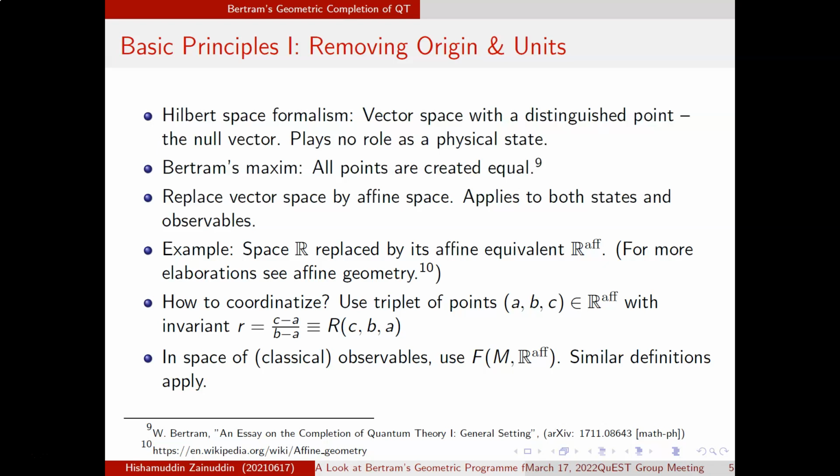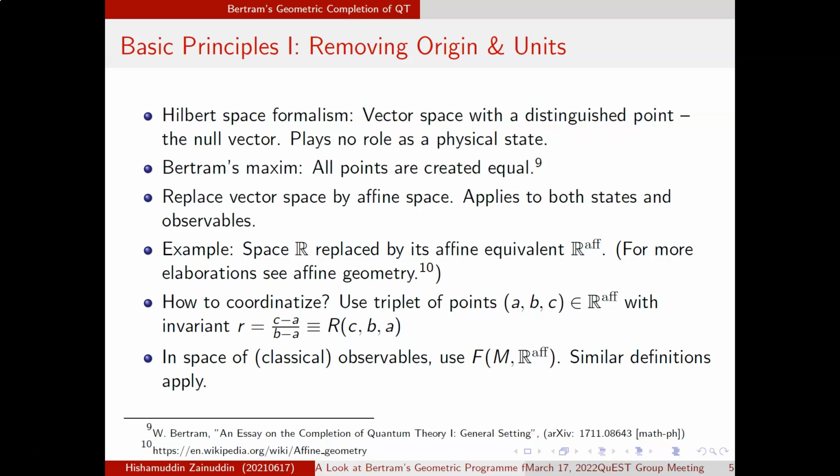role. So what Bertram tries to do, in sort of the maxim of Wolfgang Bertram, is to say that all points should be created equal. Okay, so in other words, if there's no need for a distinguished point, you get rid of it. Of course, one already knows that when you go from a vector space with a distinguished point, with the zero vector, one can always go to the affine space. So more or less the affine space sort of mods out the translational symmetries.